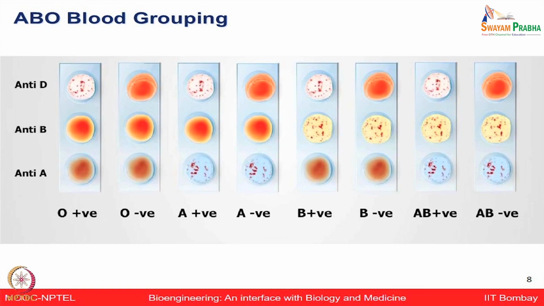Now, if you want to look at whether the Rhesus factor is positive or negative, you are adding a 3rd antibody, anti-D. And that antibody, if it shows a positive reaction, then you say it is O positive or O negative, or A positive, A negative, B positive, B negative, AB positive, AB negative.